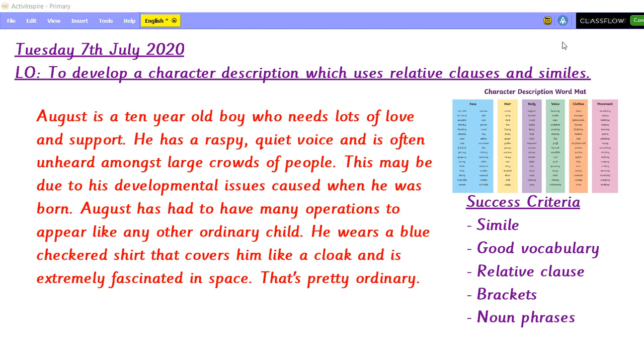Okay. So because I'm pulling it from both parts of my plan, it just helps to blend your writing and make it not as robotic when you read. This may be due to his developmental issues caused when he was born. August has had to have many operations to appear like any other ordinary child. He wears a blue checkered shirt that covers him like a cloak and is extremely fascinated in space. That's pretty ordinary, okay? So here you can see that I've talked about some of the things that would make him ordinary, as we would say.